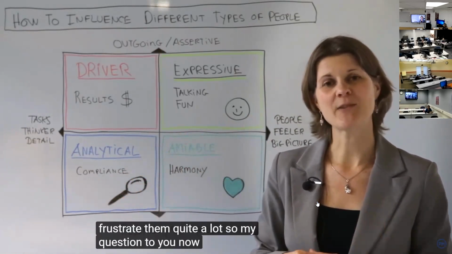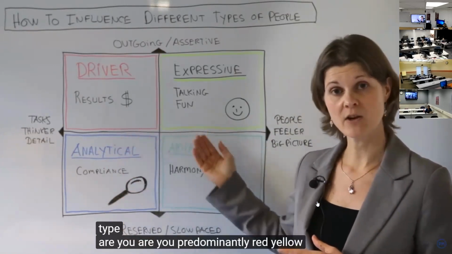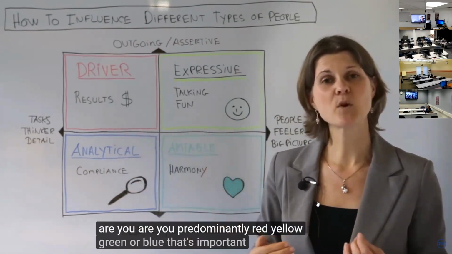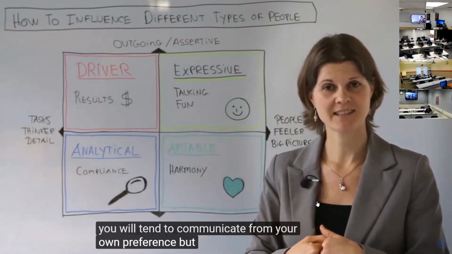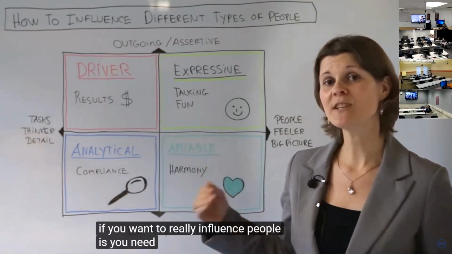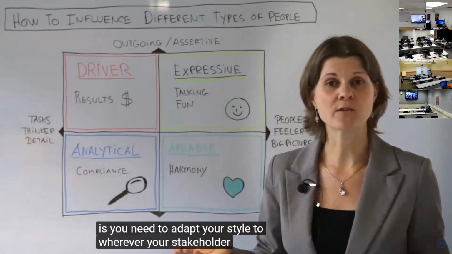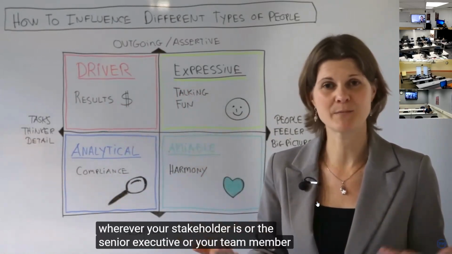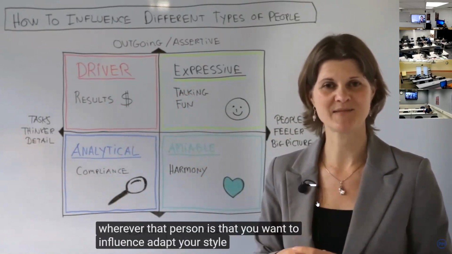So my question to you now is, which personality type are you? Are you predominantly red, yellow, green, or blue? That's important because you will tend to communicate from your own preference. But what needs to happen if you want to really influence people is that you need to adapt your style to wherever your stakeholder is, or the senior executive, or your team member, wherever that person is that you want to influence.